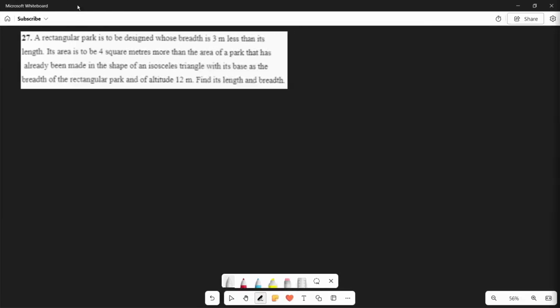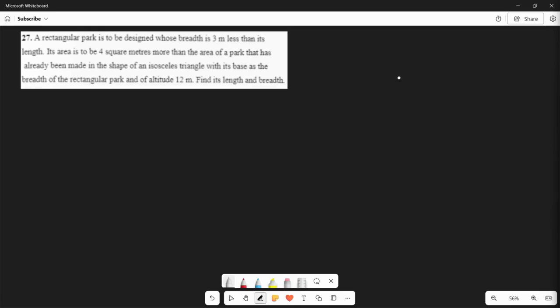Okay, now moving to the third question, which is from quadratic equations. It states that a rectangular park is to be designed whose breadth is 3 meters less than its length. Its area is to be 4 square meters more than the area of a park that has already been made in the shape of an isosceles triangle, with its base as the breadth of the rectangular park and altitude as 12 meters. Then we need to find the length and breadth.